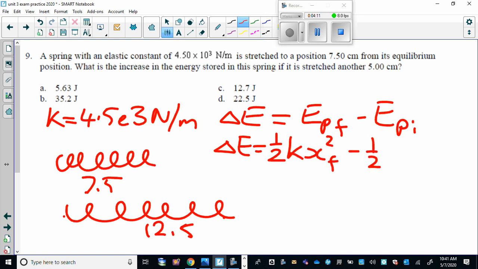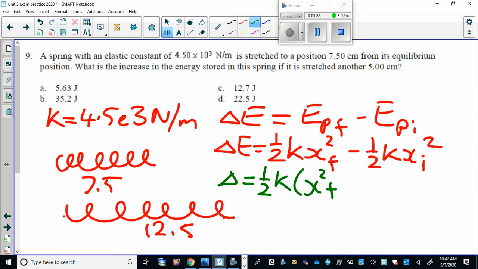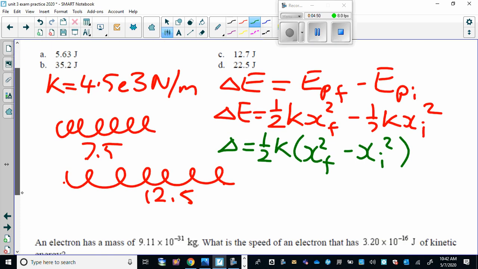Final. Initial. And then if you're mathematically inclined, you may want to factor out the 1/2 and the K. You don't have to. You can just plug all the numbers in. But you can do this also. You can do it like that if you want. Just makes it a little easier to deal with.